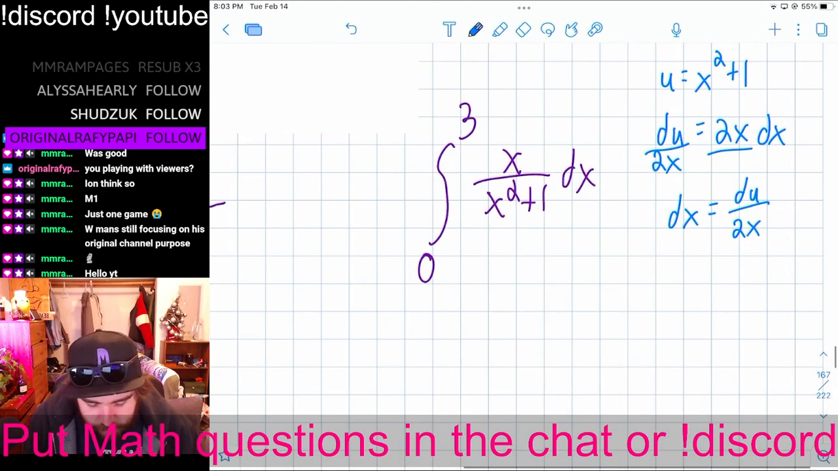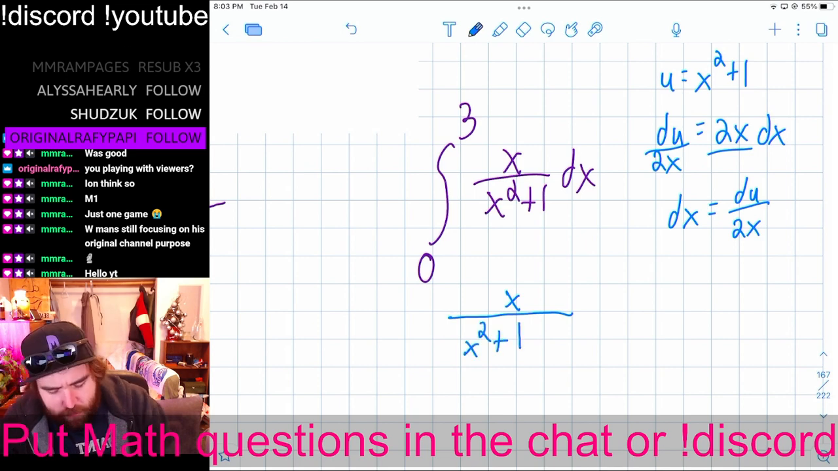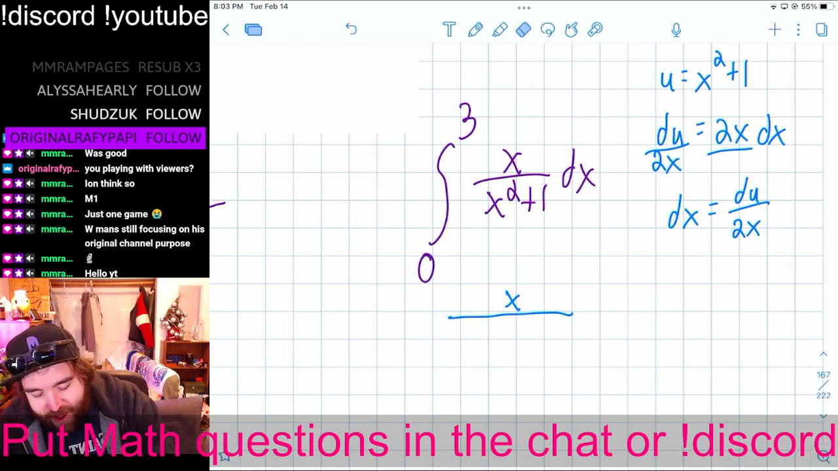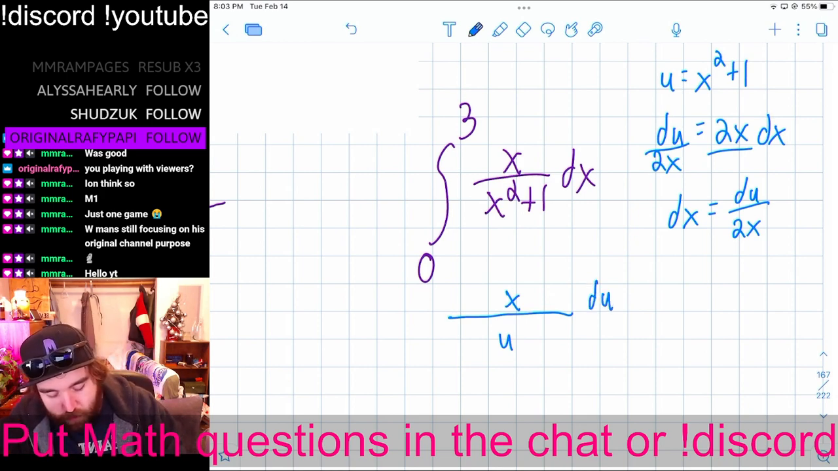So then when I make my substitution, what am I going to have? Well, we're going to have x over u, because that's what x squared plus 1 is. And then we're going to replace the dx with du over 2x.